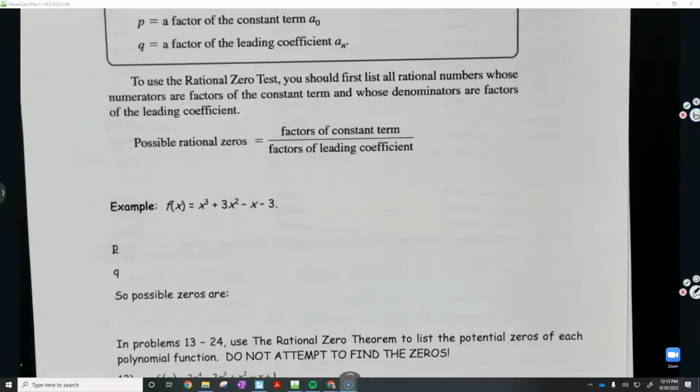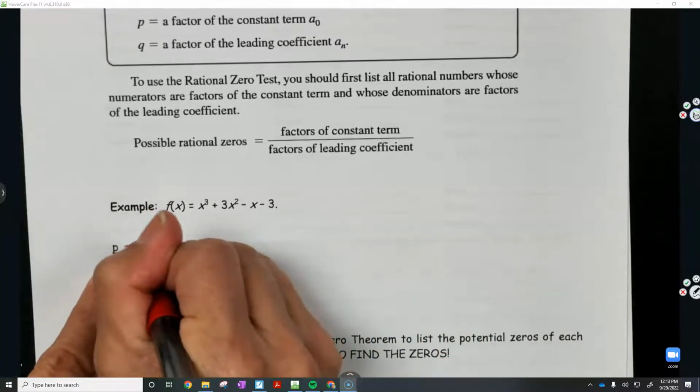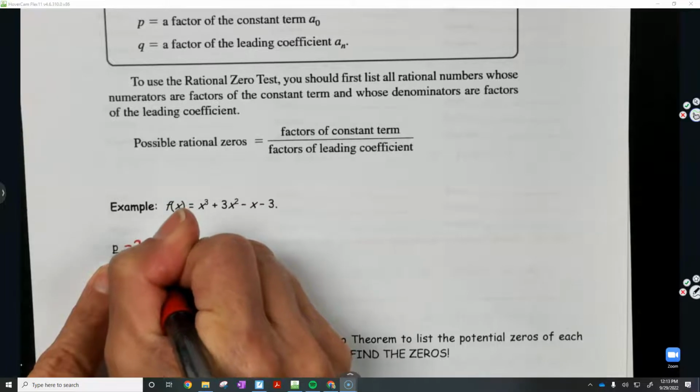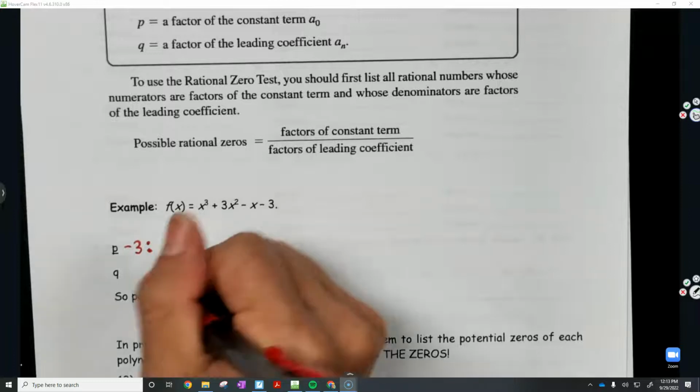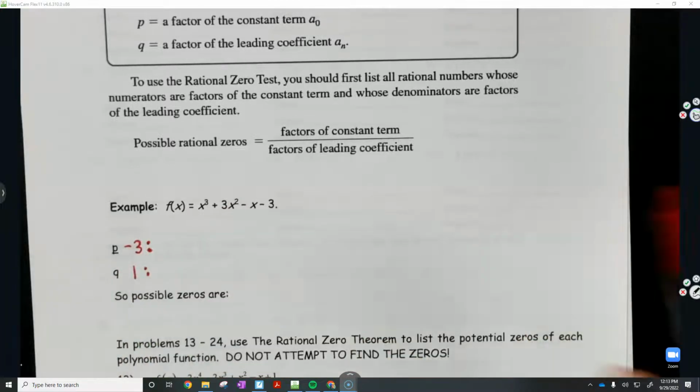P is the constant. P is the term at the end. Which term's at the end? Negative 3, right, negative 3 right here for P. And then draw a colon because we're going to break it down. Q, what's the leading coefficient? 1 is right. Let's write 1. Draw a colon, and we'll come back to that.